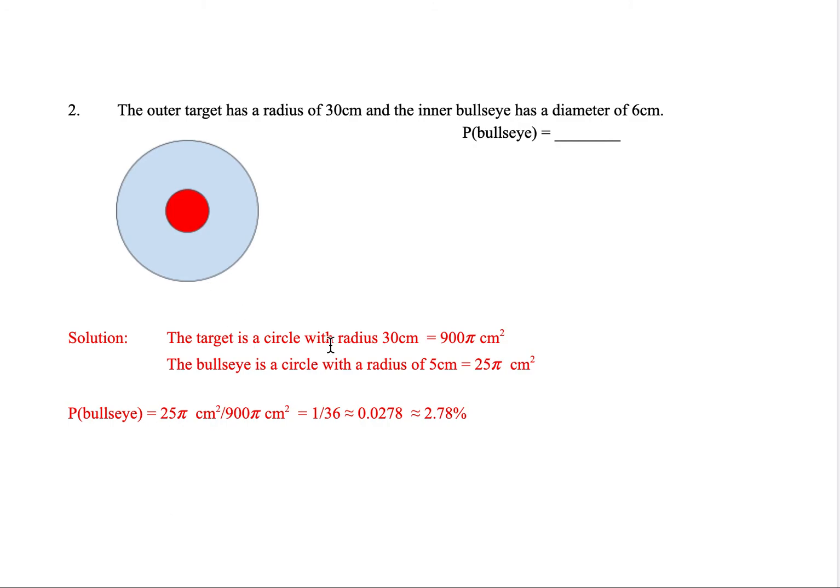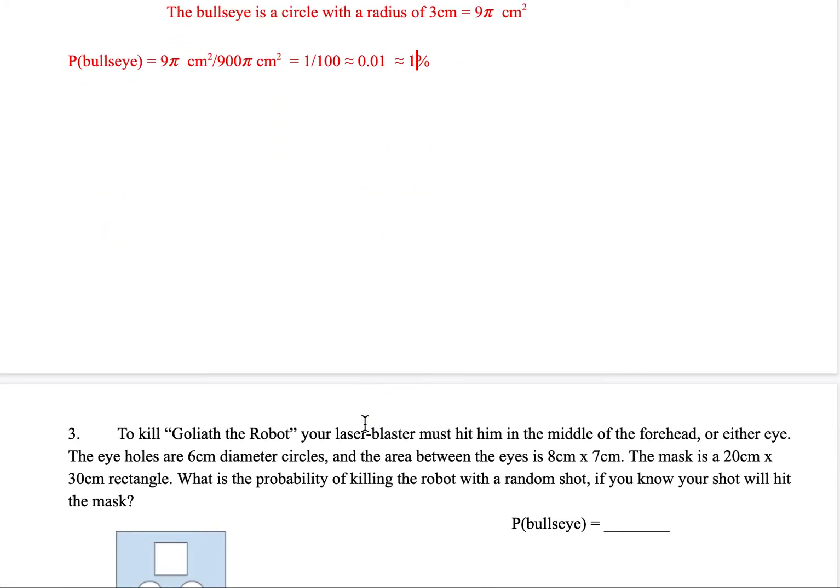The bullseye has a diameter of 6. Oh my goodness, a little typo here. If the diameter is 6, this is a radius of 3, and when you square it, then you get 9, sorry. And so this becomes a ratio then of 9 pi over 900, which is then 1 over 100. The pi's cancel, the 9's cancel, which will then give you a ratio of 0.01 and a percentage of exactly 1%, okay?